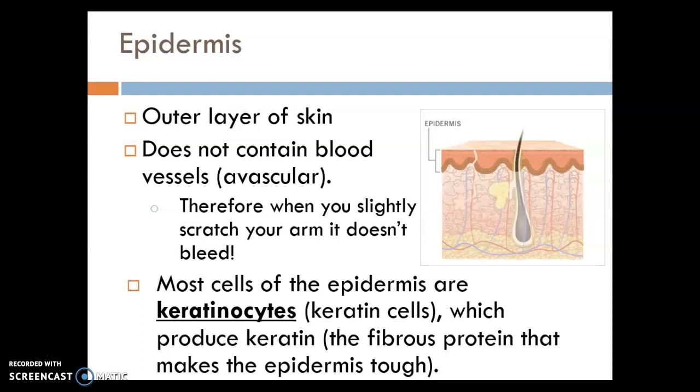It's also found in your nails and your hair. That's what makes it hard. Like your nails are hard because they're mostly keratin. Your hair's got a little bit of a toughness to it because of the keratin that's in it. It's also in your skin, mostly on the outermost cells. It gives it its toughness.